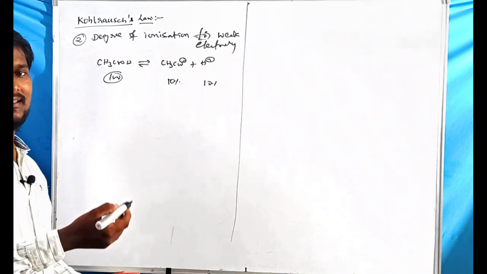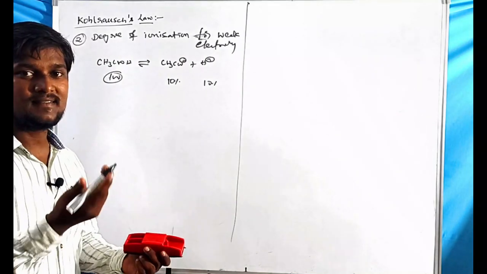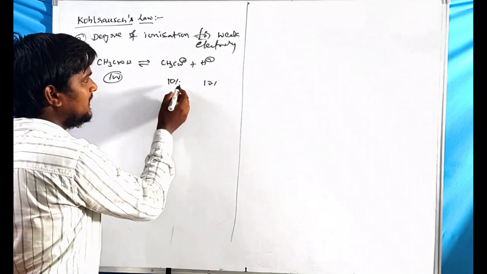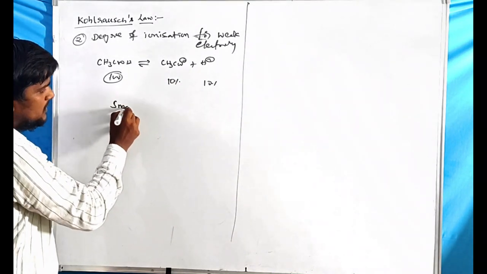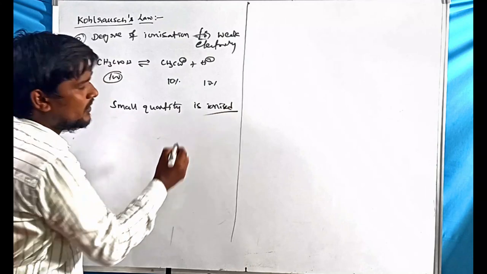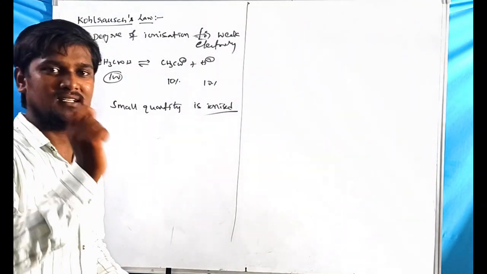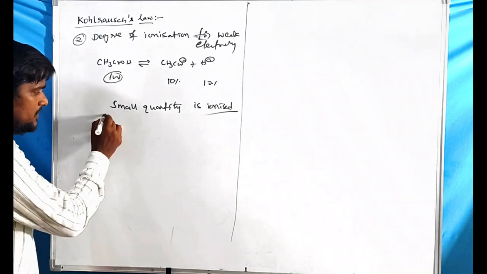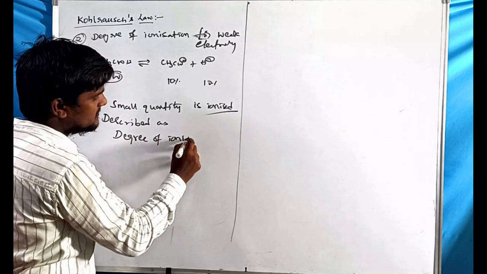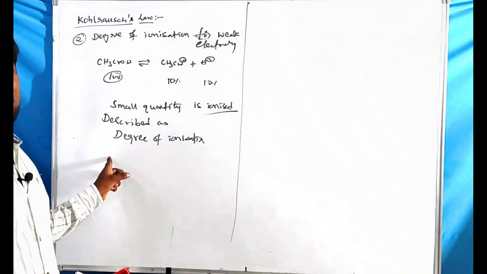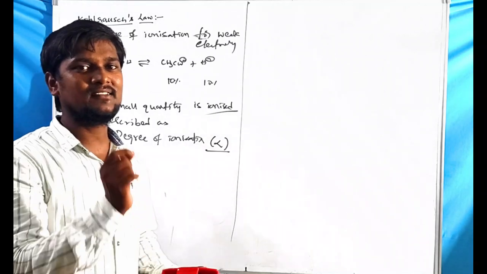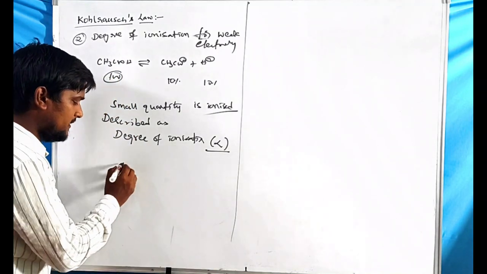The extent of ionization is 10% or below, which is a very small quantity. So a small quantity is ionized. That small quantity of ionization is described as the degree of ionization. The degree of ionization of weak electrolytes is denoted as alpha.